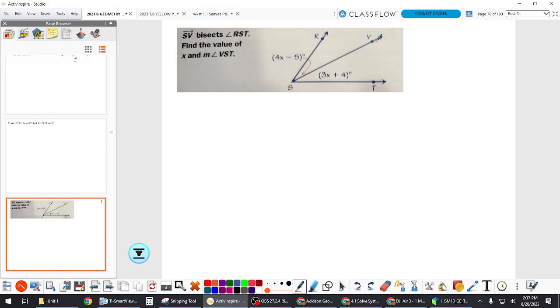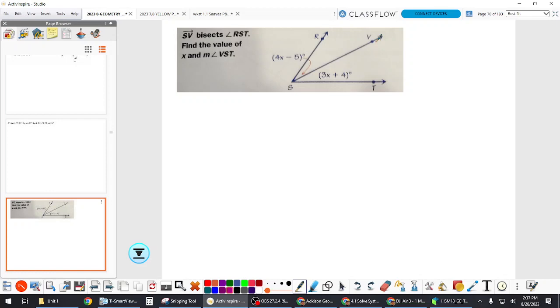Well, what do we know about the angles in angle RST? Manuel, what do we know about those? What do we know about the angles that make up RST? Aiden, how about you? Valerie, how about you? Guys, come on. Look at what we just wrote down.